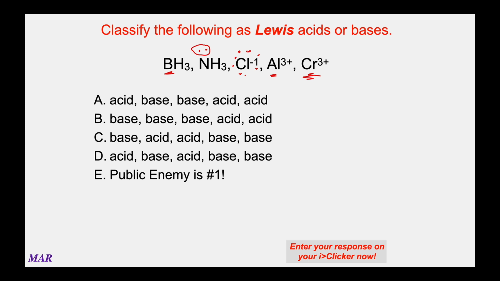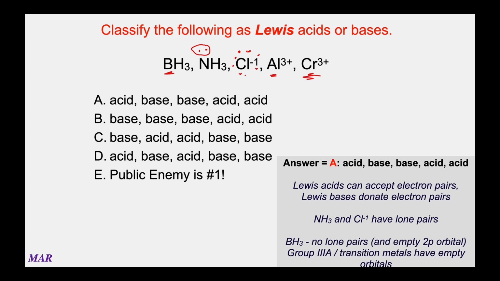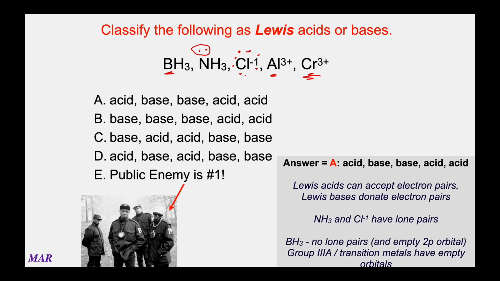So in this category, I would go acid for BH3, base for NH3 and chloride, and then acid for aluminum and chromium. I think the answer is going to be A, all right? Acid, base, base, acid, acid.